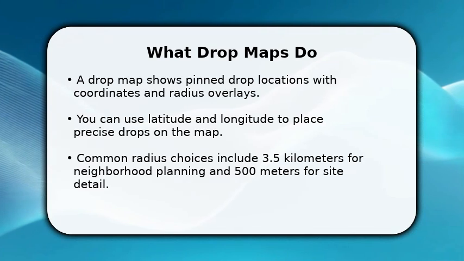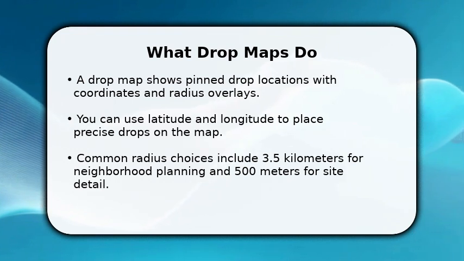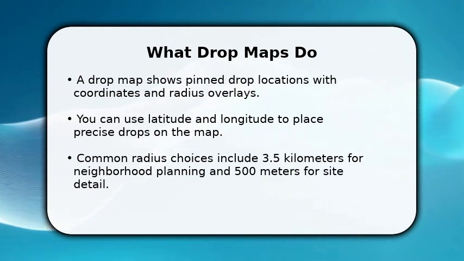A drop map shows pin drop locations with coordinates and radius overlays. It visualizes where to drop supplies, markers, or assets. You can use latitude and longitude to place precise drops on the map. Pins accept decimal degrees like 40.7128, -74.0060 for exact placement.